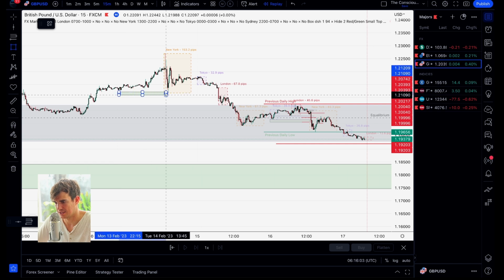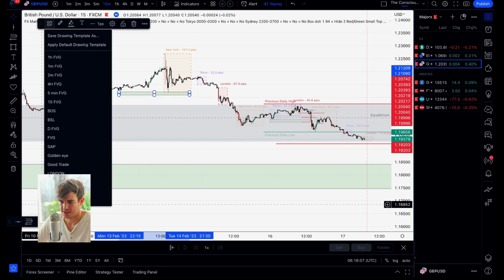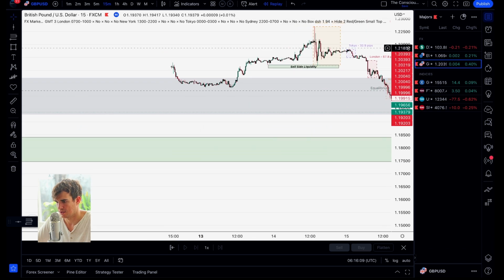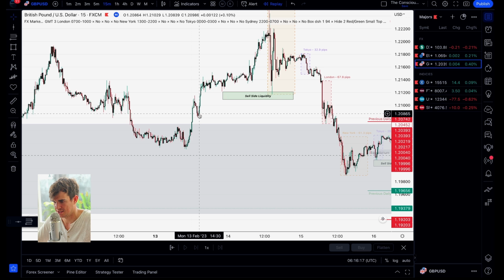Sell side liquidity below here. Why? Can you see why? Let's see. Put that in. What do you expect on this area here on the sell side liquidity? We're expecting some fair value gaps, right? So let's see what we got.